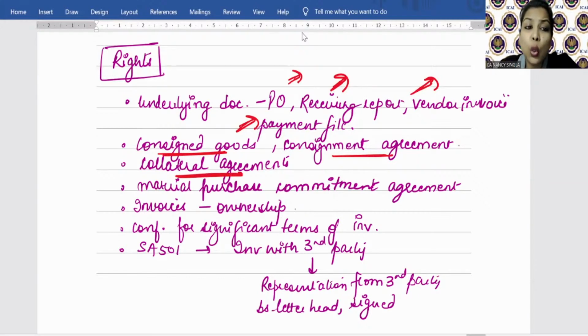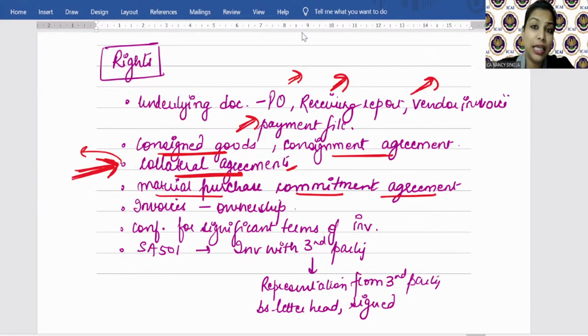With respect to collateral agreements, see if the inventory has been given as a security for any loan, there also the auditor will consider all those agreements. Why? Because he wants to see, look, these have been given as a security now, so he will have to see whether the company is abiding by all the terms mentioned in those agreements. In order to see whether the inventory has actually been given as a security, he'll go through what? Collateral agreements. Okay?